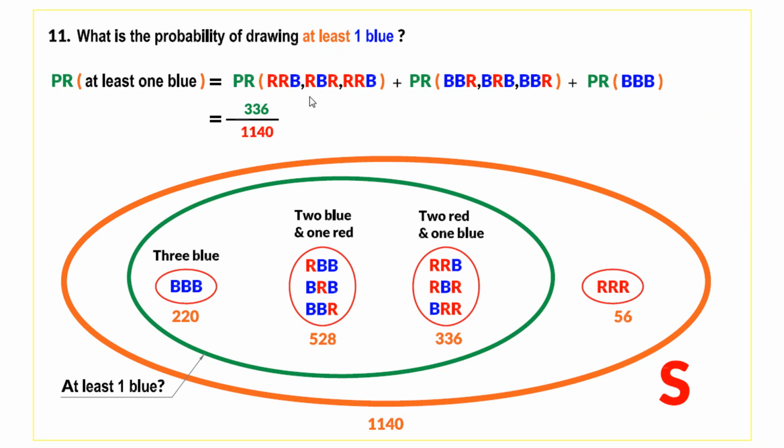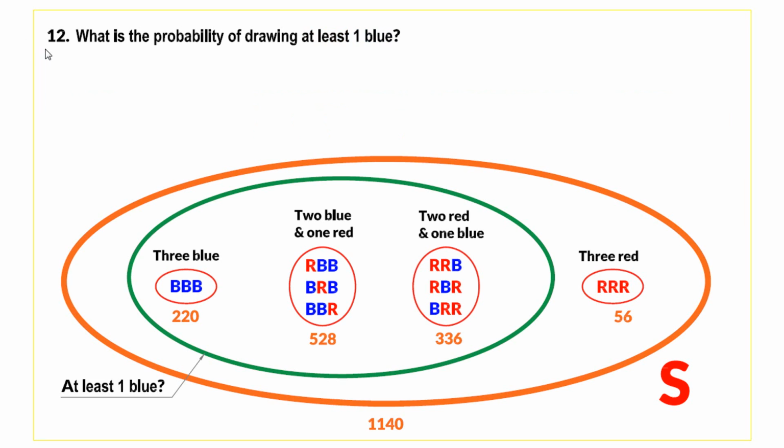So for this event we have 336 possible outcomes divided by 1140 will give us its probability, plus for the second event, which has 528 possible outcomes, we divide that over 1140 to get its probability, and we do that for the third one, which has 220 possible outcomes, and we get finally 0.95 or 95%.